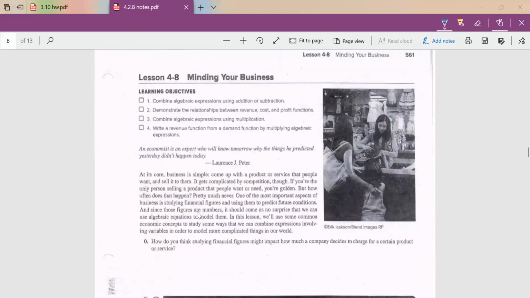Okay, so 4.8, this section is all about polynomials. And basically, a polynomial is any expression that has multiple terms that cannot be combined. So for example, x squared plus x plus 2 is a polynomial. All right, so we're going to be doing adding, subtracting, and multiplying of these polynomials.